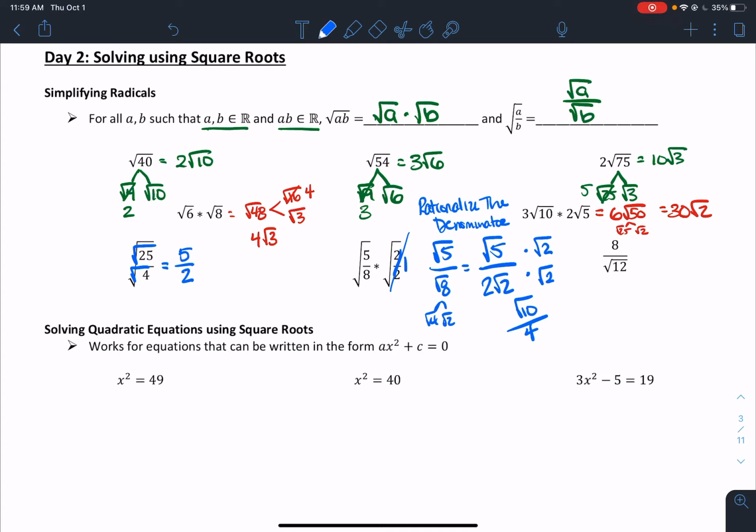I can do the same thing here. The square root of 12, I'm going to break up into radical 4 and radical 3. Radical 4 is 2, so 8 over 2 radical 3, and then I'm going to multiply by radical 3 on top and bottom. So 8 radical 3 over 6.